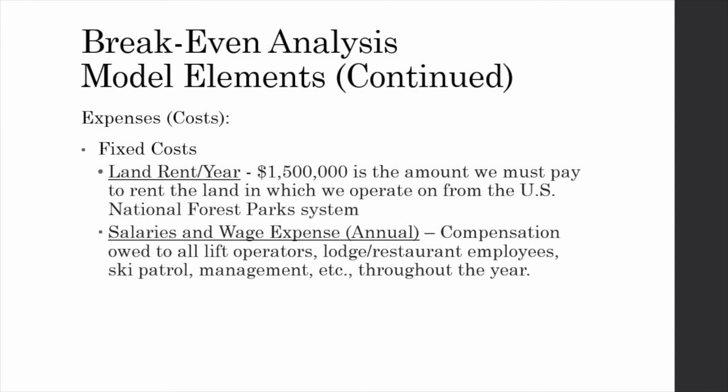Finally, we have fixed costs. The land rent per year is $1,500,000, and this is paid to the U.S. National Forest Park System to use the land. Salaries and wage expenses are compensation owed to all lift operators, lodge and restaurant employees, ski school, ski patrol, maintenance, and anyone else who works on the resort throughout the year.